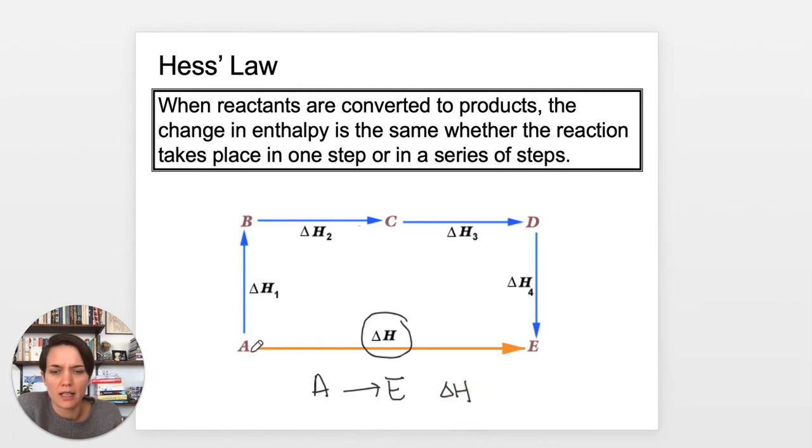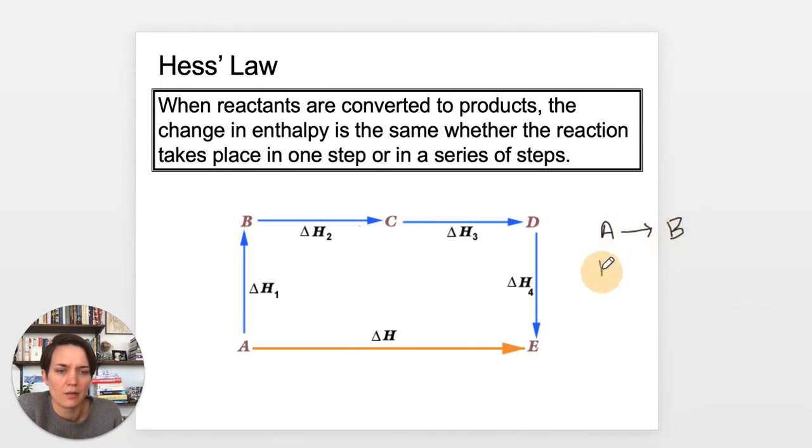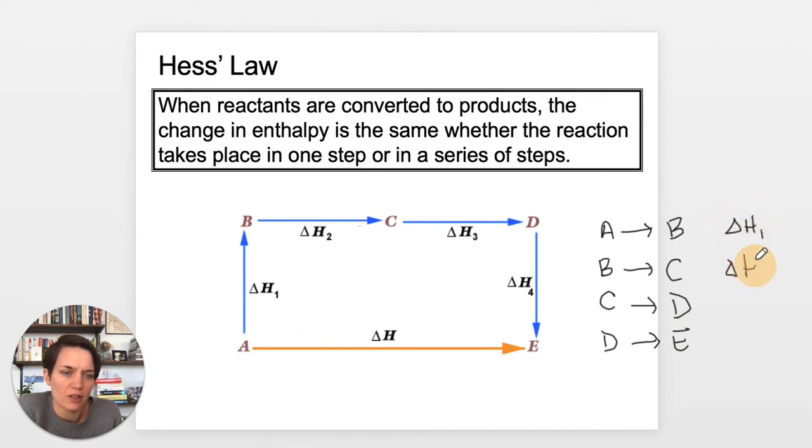Now here we have A going directly to E, but we could just as easily have A going to B, B going to C, C going to D, right? This is that blue pathway, and D going to E. And each one of these would have its own associated enthalpy change.